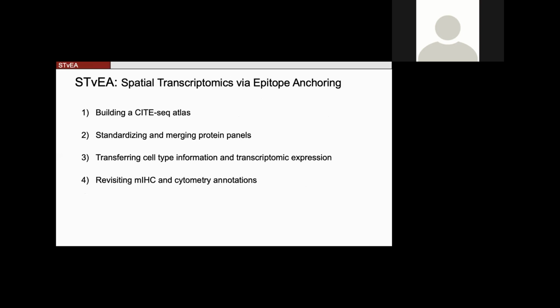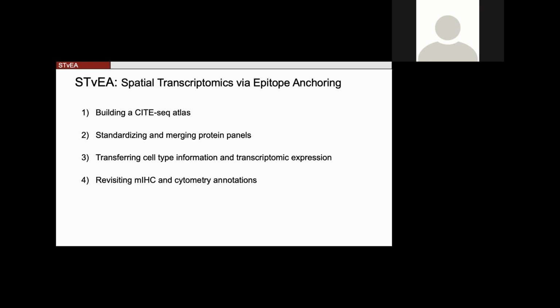So the first step in STEVIA is to build or procure a CITE-seq atlas for your tissue of interest. In the future, there will be more publicly available CITE-seq data sets, but it's still a relatively recent technology. So we did have to build our own, so I'll walk you through that process.